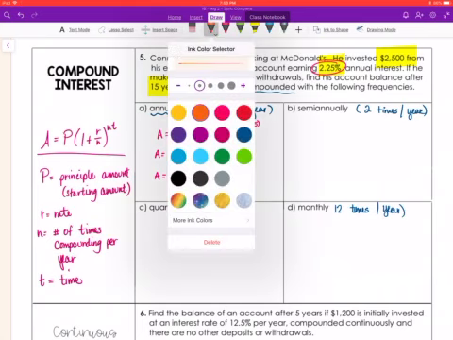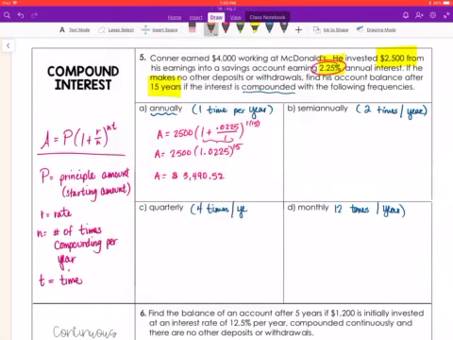Okay, so now let's go ahead and look at it semi-annually. That's twice per year. So my amount is equal to the same $2,500 investment times 1 plus the same interest rate, 0.0225, divided by N, the number of times per year. This time it's 2 times per year. And it's going to be raised to 2 times a year over 15 years.